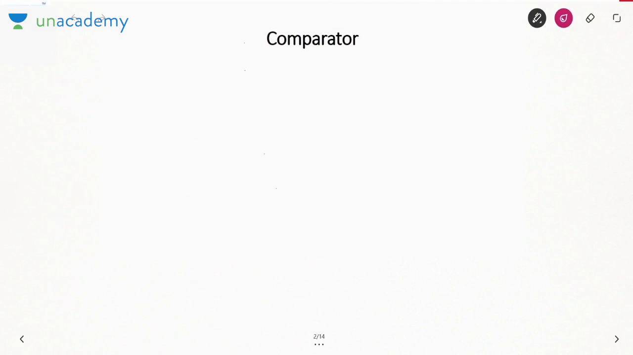Next device. So first let me summarize the comparator, then I'll go to the next device. What you need to remember: if V positive is greater than V negative, V naught will be V sat. If V positive is less than V negative, V naught will be minus V sat. Only this much is sufficient for the comparator, and the assumption is that the open loop gain is very high.